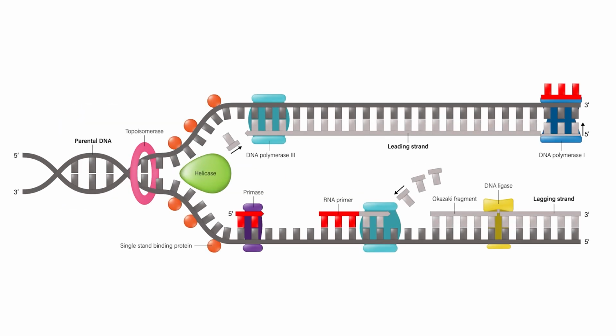You may have noticed on some of these diagrams that the process works a little differently between the top and bottom strand. On the leading strand, pictured at the top here, the strand is made continuously as one connected piece. However, the lagging strand, pictured on the bottom, is made in smaller chunks, called Okazaki fragments. These fragments are glued together by the enzyme DNA ligase to make another continuous strand.